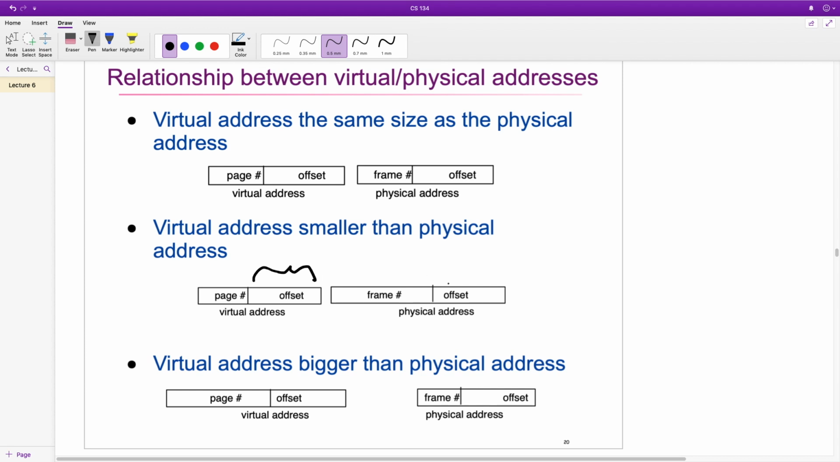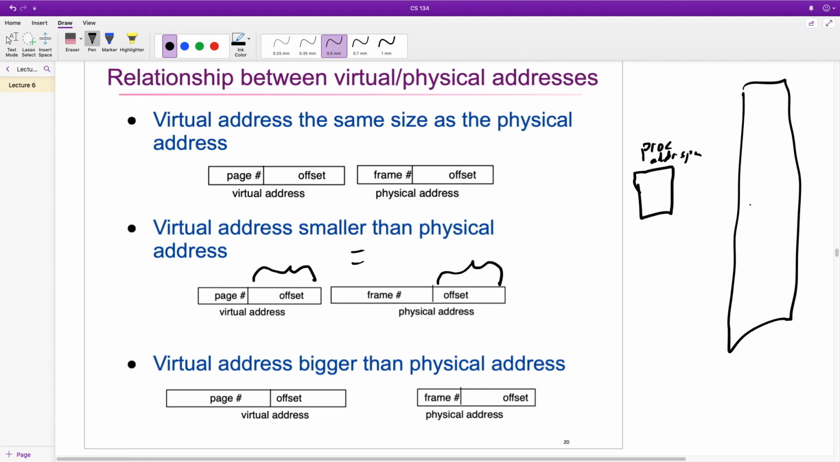They need to be the same size because this is the offset within the page and this is the offset within the frame, and pages and frames are the same size. So what is different is the number of pages here. It's really sort of like this. Here's our process address space. And here's our physical memory address space. Is this process able to use all the memory? No, not able to use all the memory.